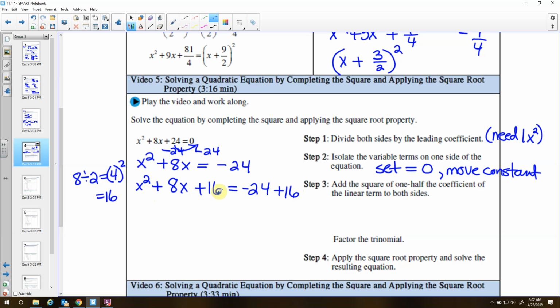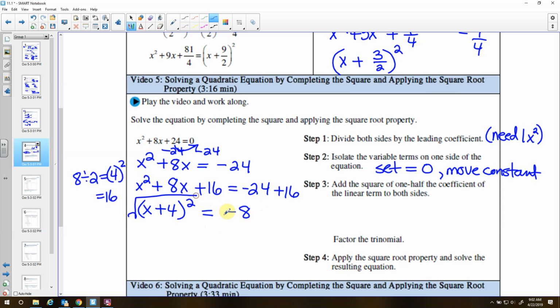The square root of 16 is 4. So this is going to be x plus 4 squared. The reason I know it's a plus is because everything else is a plus. Then negative 24 plus 16 is going to be negative 8. Now it looks like the ones we did at the beginning of this one where we did square root property.